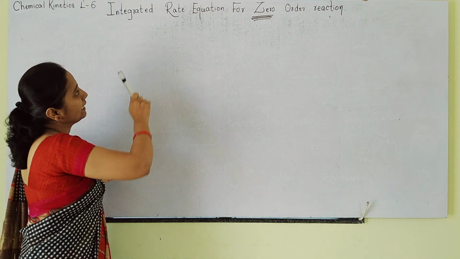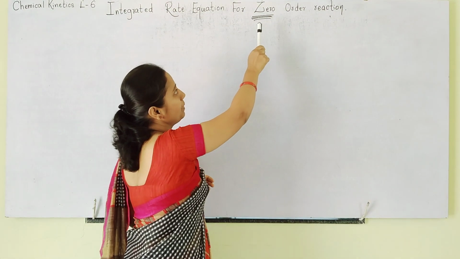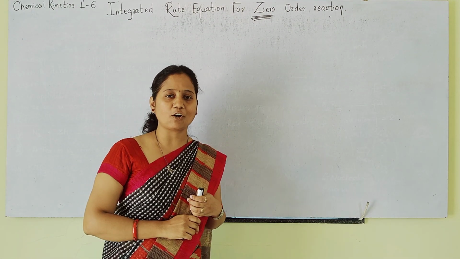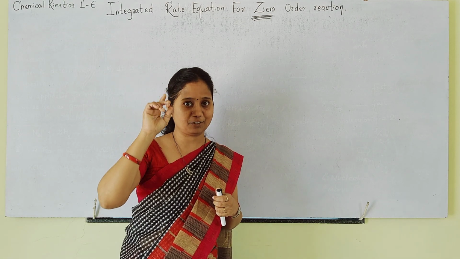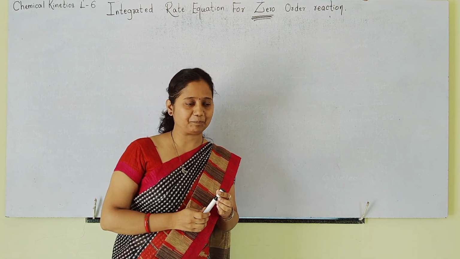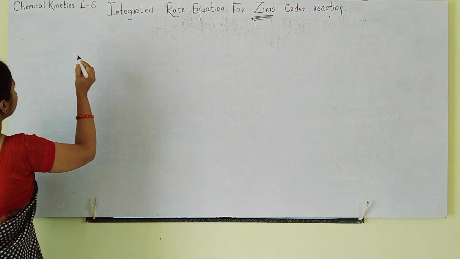We are writing the integrated rate equation. The order should be zero order reaction. What is the order of a reaction? Exponent. Power is called the order. Okay. So see here, step by step.